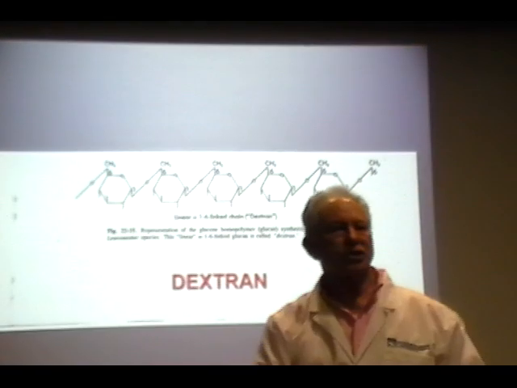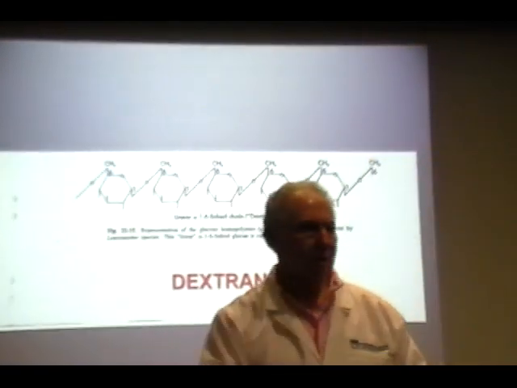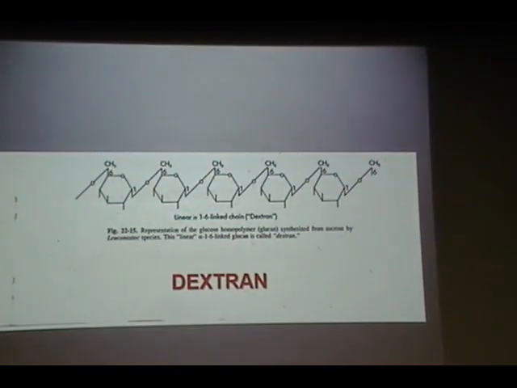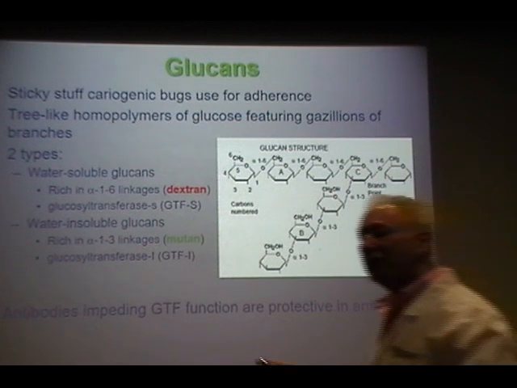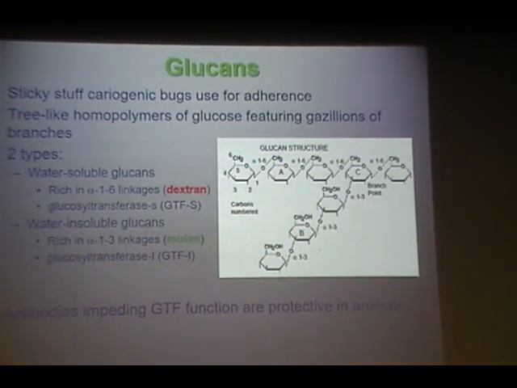That's an example of water-soluble glucan. Okay? That's not a very strong glucan. On the other hand, the water-insoluble glucan is made up of alpha-1,3 linkages. So dextran is rich in alpha-1,6 linkages, and the water-insoluble glucan called mutan is rich in alpha-1,3 linkages. You've got to worry more about the alpha-1,3 linkages because they're the ones that keep the bug really strongly adherent to the tube.